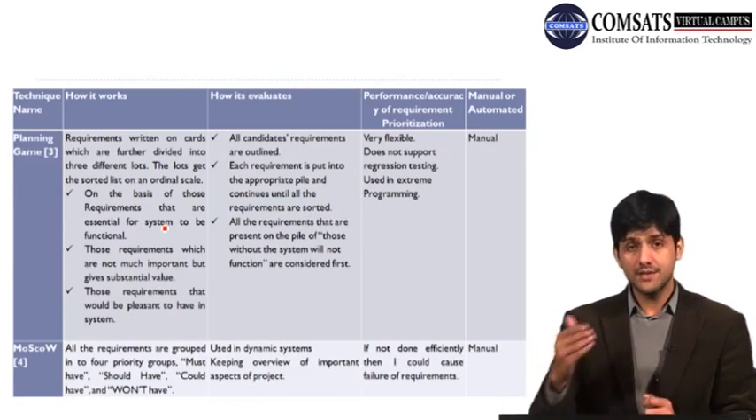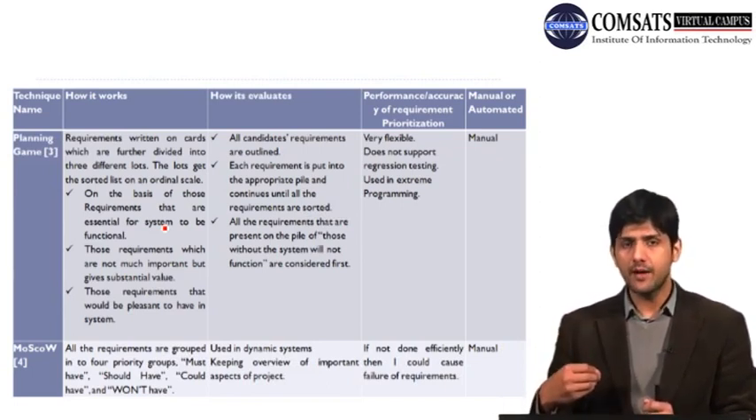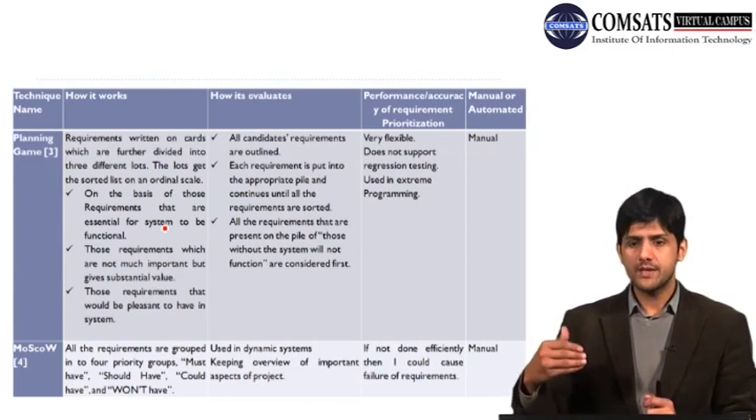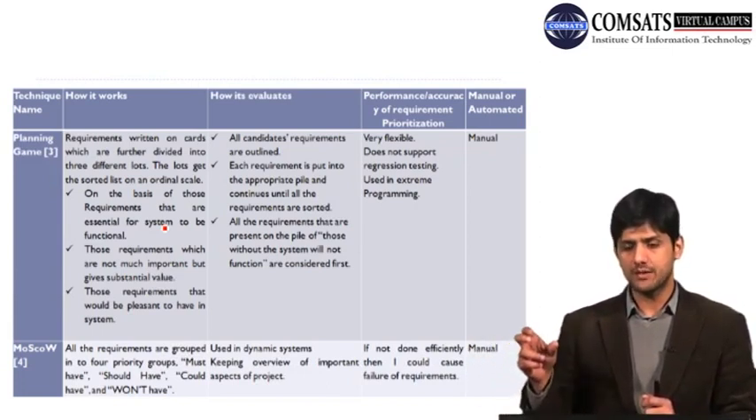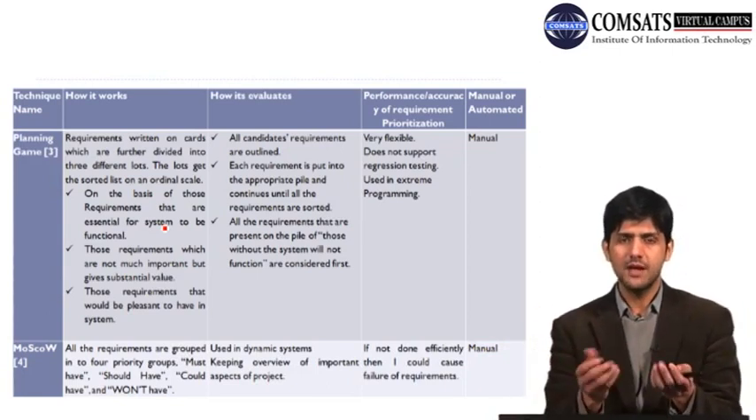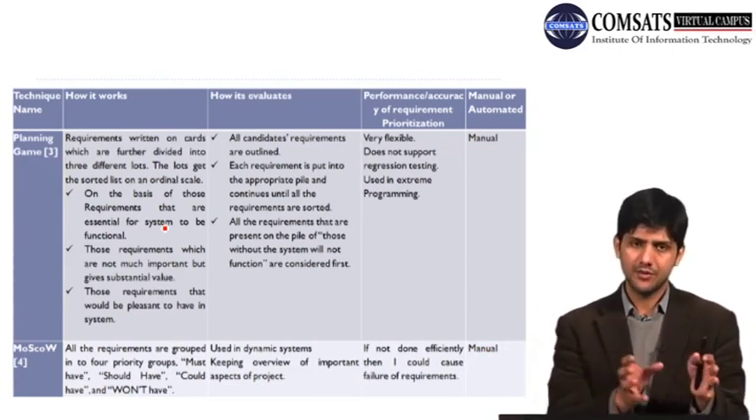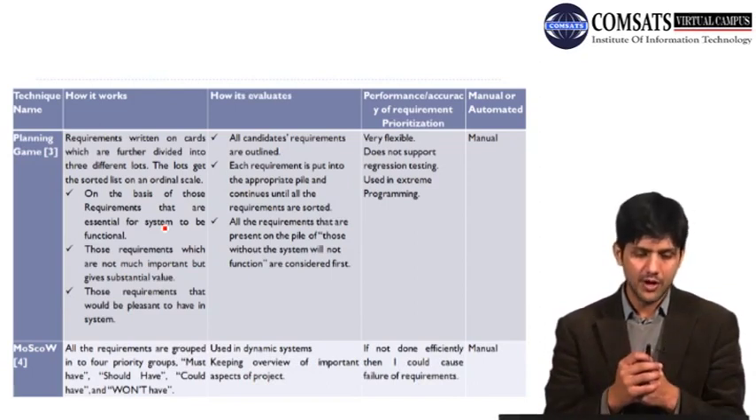So as you can see, this is a manual method. Why is it manual? Because humans are involved, and they take all those requirements and put each requirement in a different group based on its importance to the product.